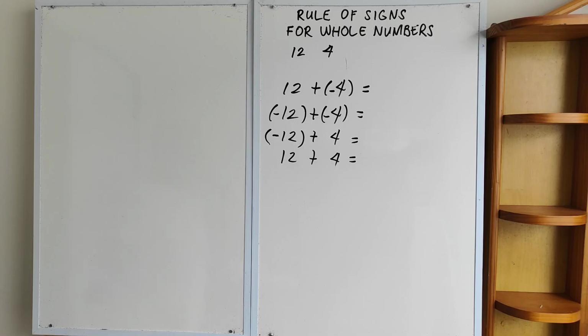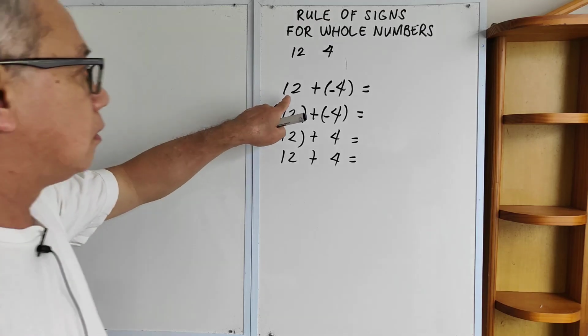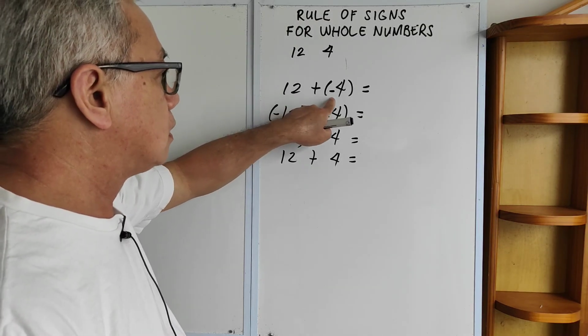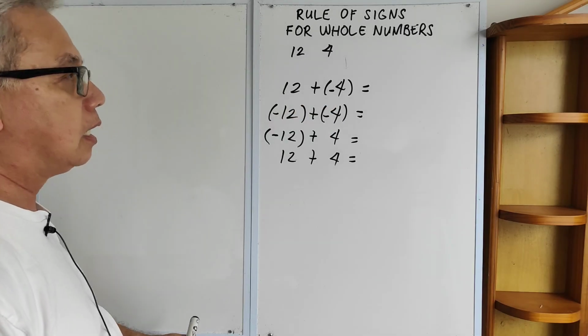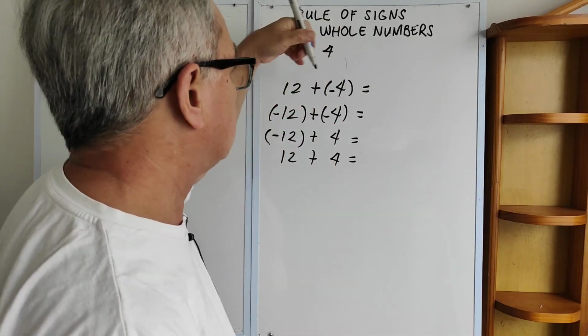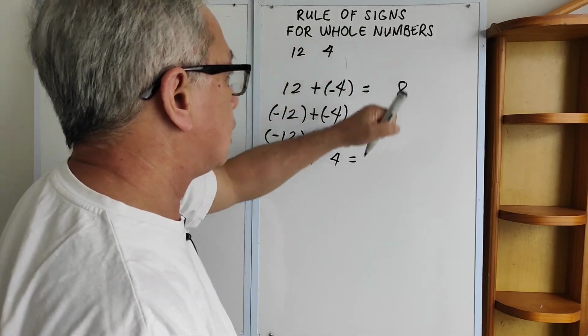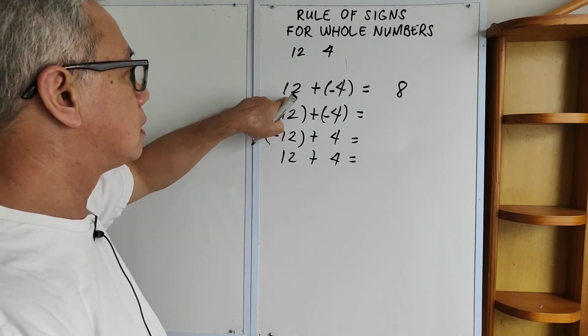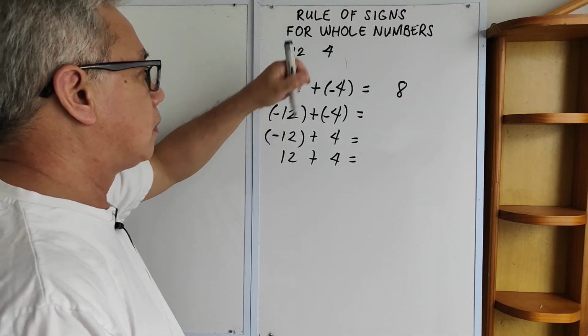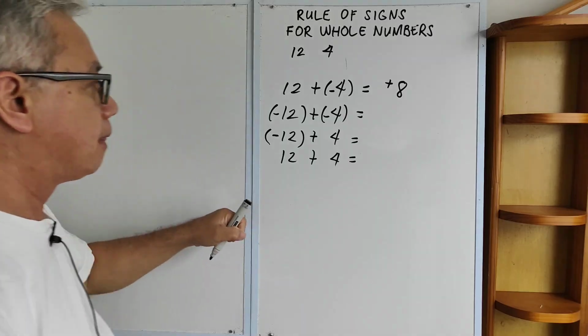So the rule for addition is same sign, add and copy the sign, different sign, subtract and copy the larger sign. So 12 is positive, 4 is negative, so they have different sign. You have to subtract. 12 minus 4 is 8. And then copy the larger sign. 12 is larger and positive, so this is positive.